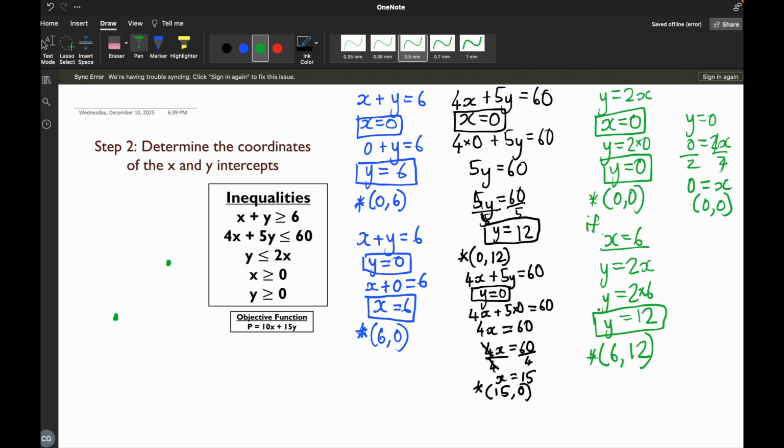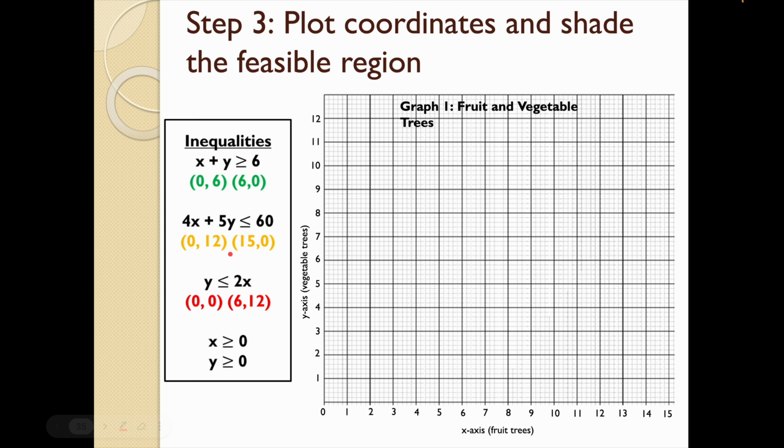So let's look at a graph now and see what we have. We'll take all these important coordinates and put them together on the graph. So we have 0, 6 and 6, 0, which is going to draw one line. Then we have 0, 12 and 15, 0. Then we have 0, 0 and 6, 12. As you can see here, we have all the coordinates that we needed.